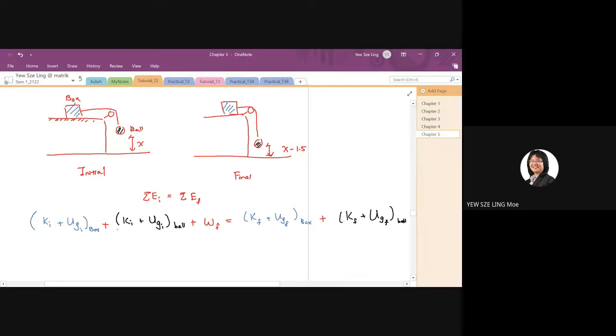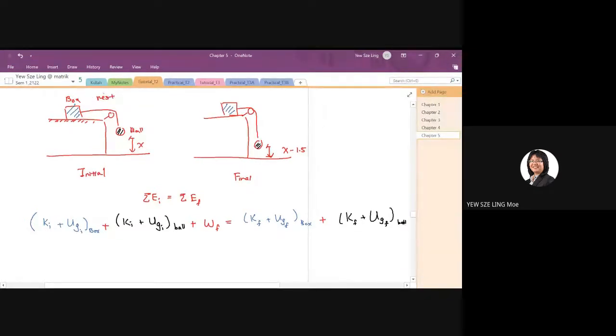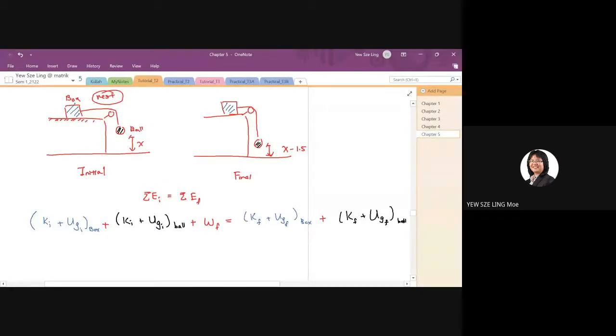So next, what am I going to do? I'm going to analyze the question. It tells you this whole thing starts from rest, and then it has a final speed, and that is what we want to calculate. Initially the object is at rest, which means that you can straight away cross out the kinetic energy for initial. Initially, there's no kinetic energy because my object is at rest.